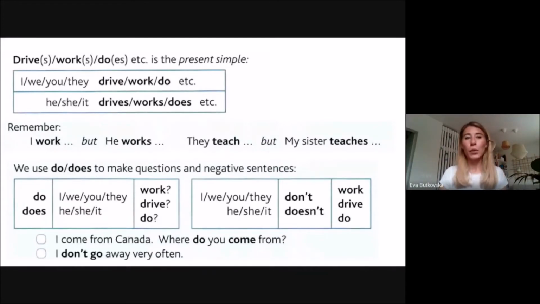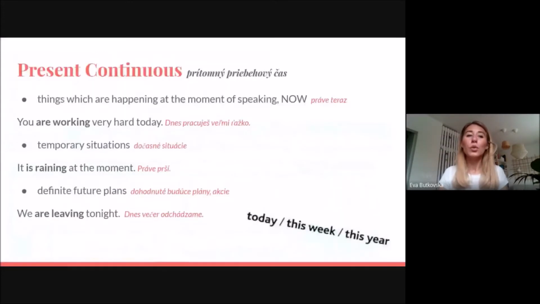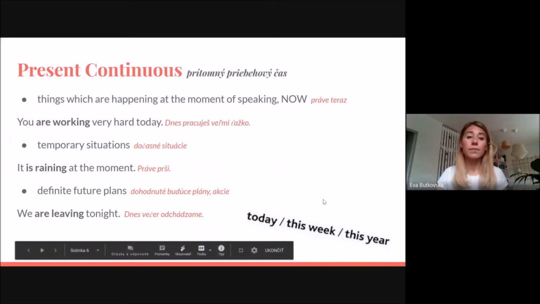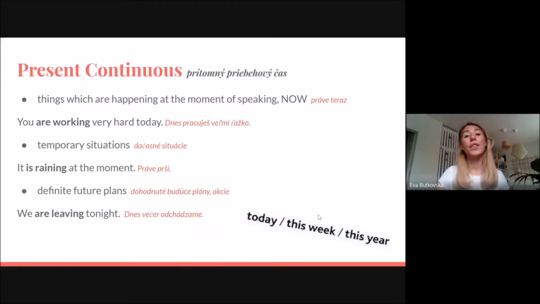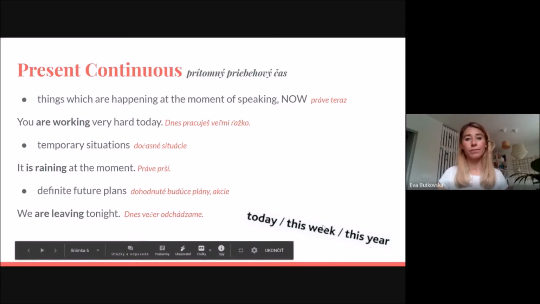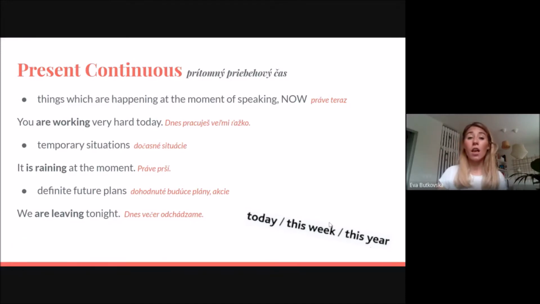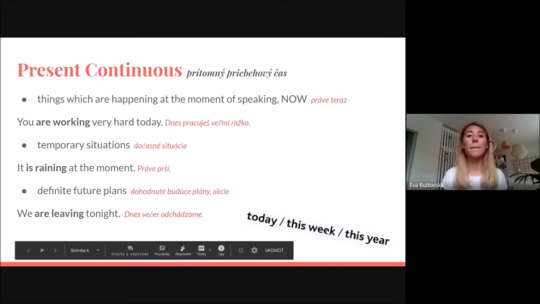Okay, if there are no questions, let's move on to present continuous. On the other hand, present continuous we use when we talk about things which are happening at the moment or now. So for example, you are working very hard today, or you are sitting at the moment. So there are no facts, and it's not a general truth, but it is happening now.